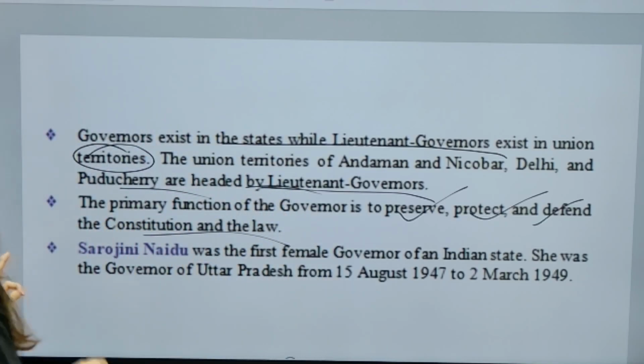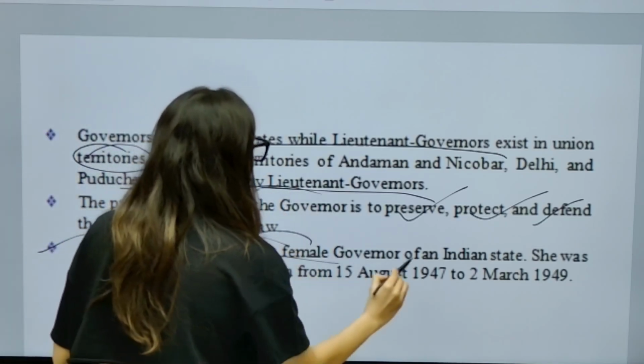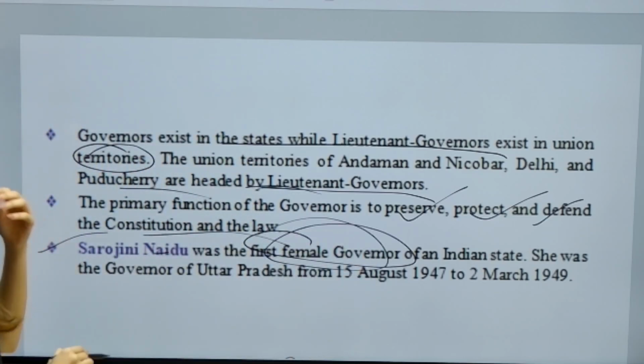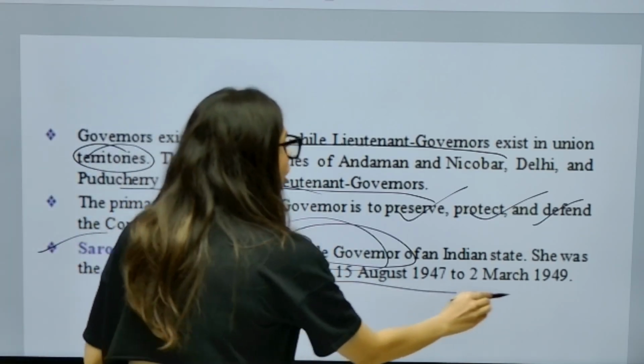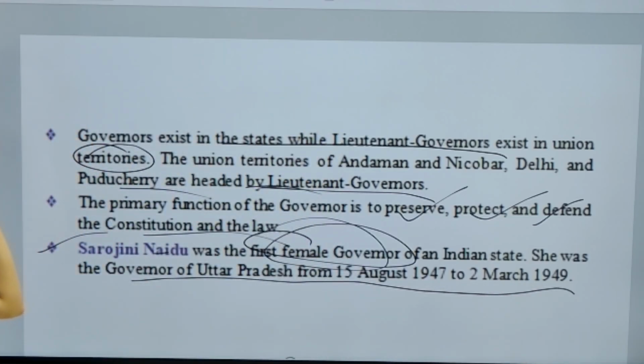Then Sarojini Naidu was the first female governor of any Indian state. She was the governor of UP from 15th August 1947 till 2nd March 1949. She was the first female governor of an Indian state. Fine.